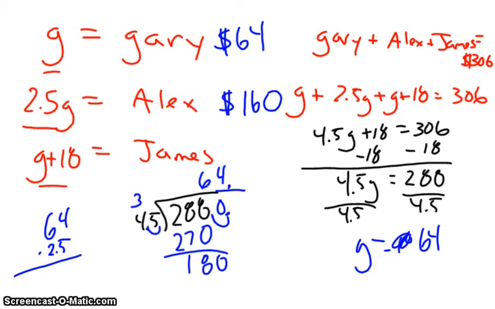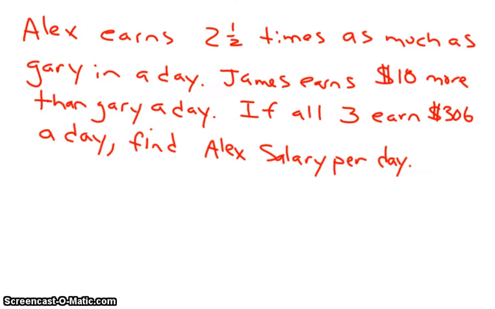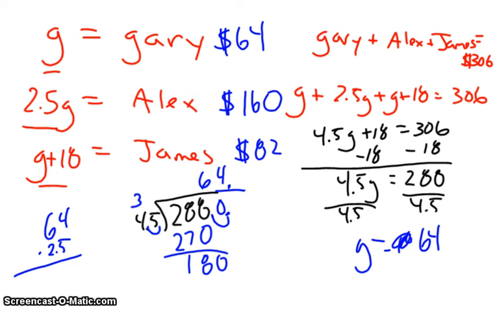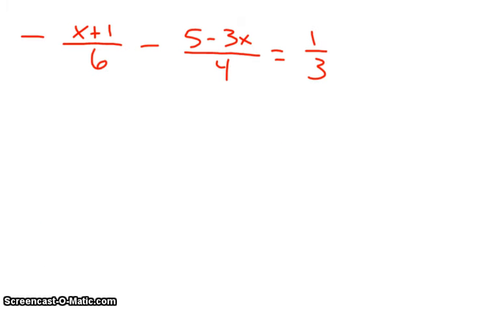Now James says he has $18 more than Gary, so that's 64, 74, $82 for James. Let's go back and see what the actual question asked. The question says, find Alex's salary per day. So we would say Alex earned $160 per day. Let's move on to the next one.